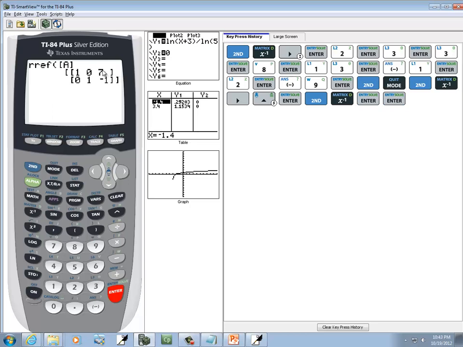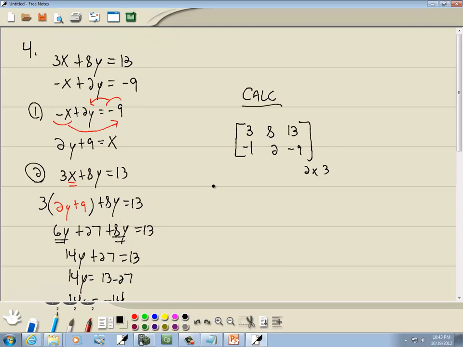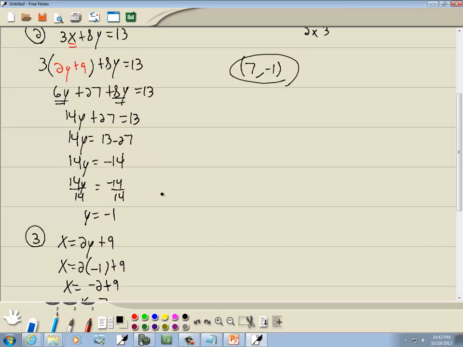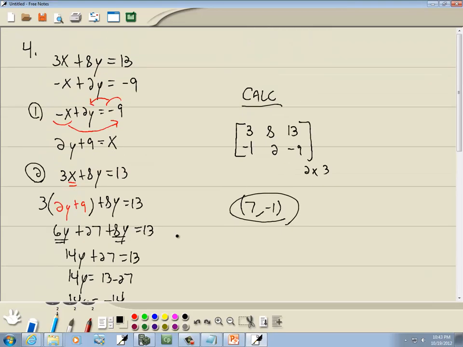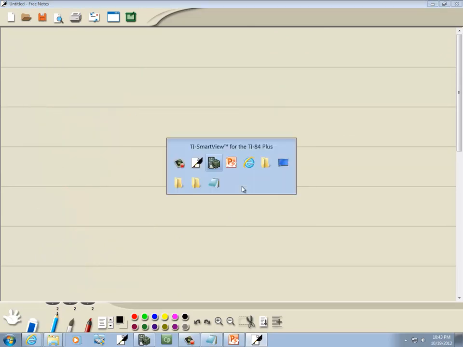And again, our far right column is our answers. Now this has to be a diagonal 1, 0 everywhere else, which it is. So 7, negative 1 is our answer. Which I believe is what we got over here. 7, negative 1. So let me start a new page, and we'll look at the next problem.